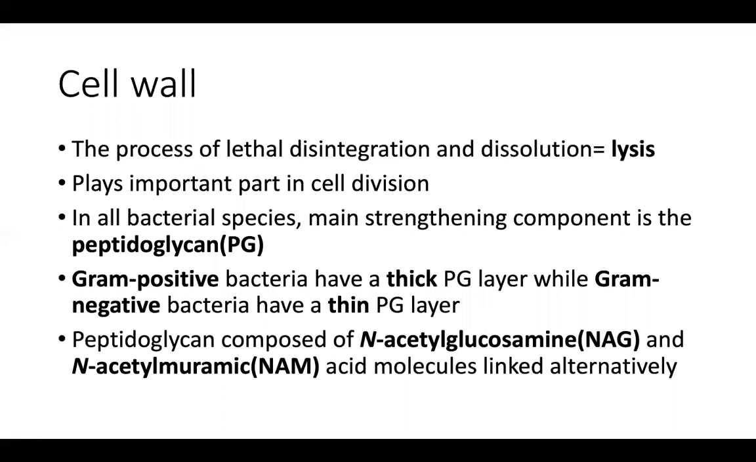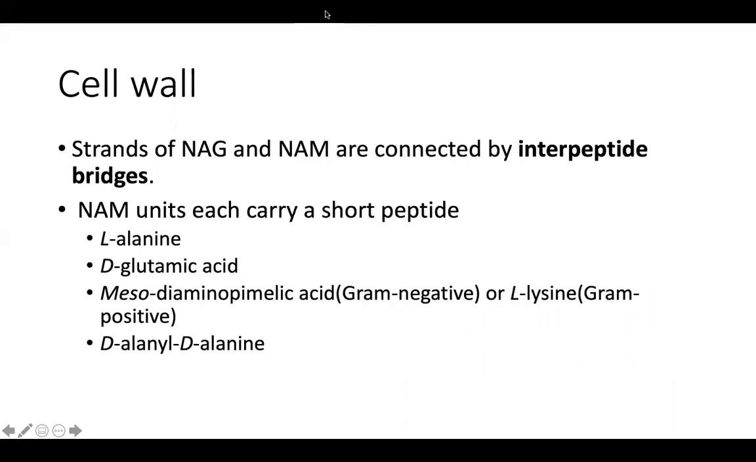So what are the basic building blocks of peptidoglycan? They have two molecules which are linked alternately. We have NAG, which is N-acetylglucosamine, and N-acetylmuramic acid. So NAG and NAM are linked alternately to form a very strong chain. So if you have a question, you can either unmute or write it in the chat as we go along. So strands of NAG and NAM are connected by interpeptide bridges. And in addition, NAM also carries a short peptide.